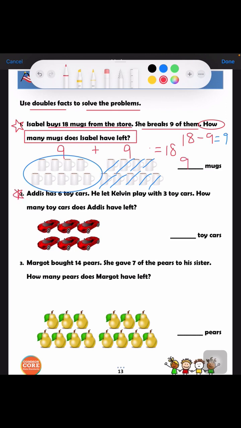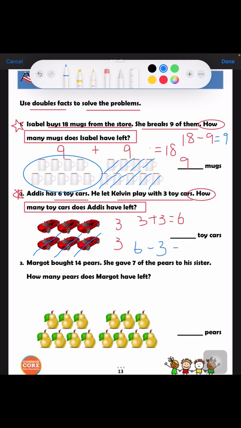And then next question. Otis has 6 toy cars. He let Kelvin play with 3 toy cars. So how many toy cars does Otis have left? Okay, take a look at the pictures. So in the first row there are 3 toy cars, and in the second row there are 3 toy cars. And altogether it is 3 plus 3, which is 6. And Otis has 6 toy cars. And he let Kelvin play with 3 toy cars, so we cross out 3 toy cars. And 6 minus 3 equals 3. This is a double fact, so 3 toy cars are left.